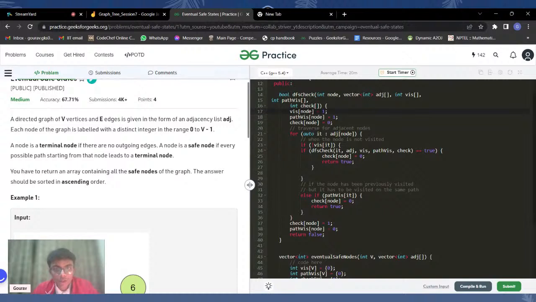The first and the most important thing is that we will mark the visited node as true, and we will also mark the path visited node as true. After we do that, we will traverse all the adjacent nodes, and then we will check whether that node is visited or not visited. If that node is not visited, in that case we will call the DFS function. And if the DFS function is equal to true, in that case we see that node has detected a cycle. And then we will just put that node as 0. Check of node is equal to 0. It means that node cannot be our safe node. And then we will return true, that yes, we have detected a cycle, so let's go back.